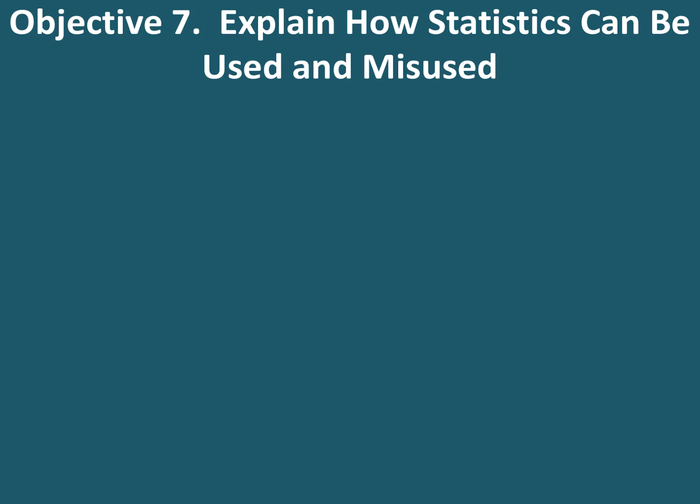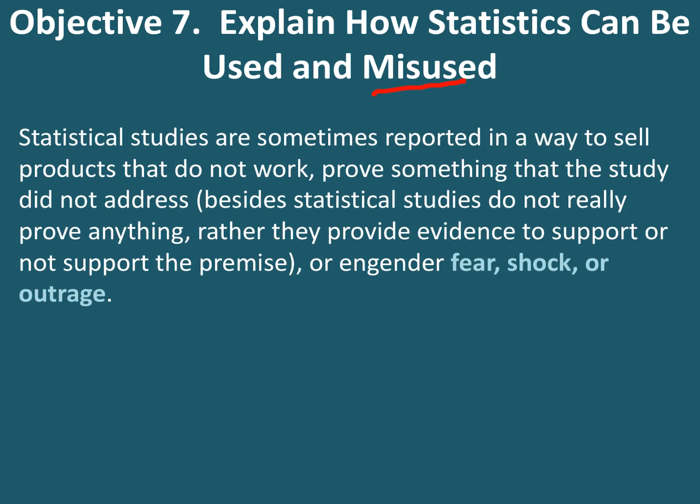Now, let's go ahead and explain how statistics can be used and misused. And I really want to focus maybe a little bit more on misused, not only in today's class, but also in the future, because if you know the incorrect ways of conducting a statistical study, then you'll be more clear on what is the correct way to conduct a statistical study. But statistical studies are sometimes reported in a way to sell something that actually doesn't work or prove something that the study did not address. Okay? You ever heard of the phrase straw man argument or a red herring, things like that?